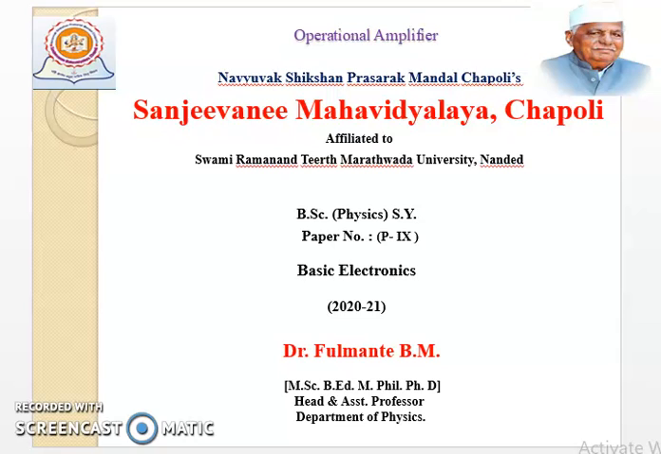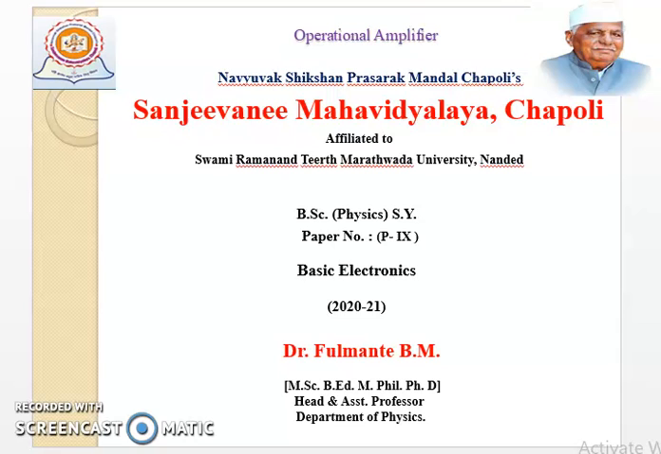Good morning. In the last lecture we have seen about common mode rejection ratio. Common mode rejection ratio is nothing but the ratio of desired output to the undesired output. Whenever CMRR is large, we say the op-amp is nice.